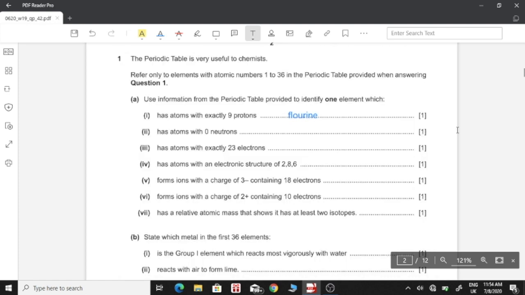Part 2 has atoms with 0 neutrons. Alright, so this is hydrogen since it only has one proton in its nucleus, and so it does not need any neutron to keep protons from repelling each other.